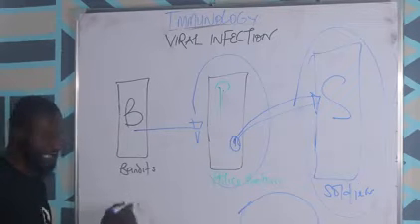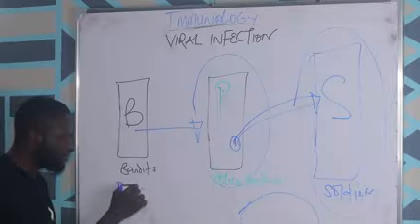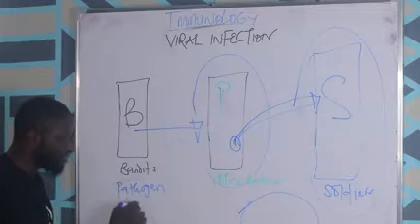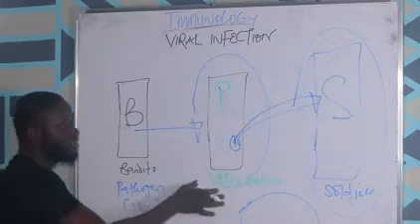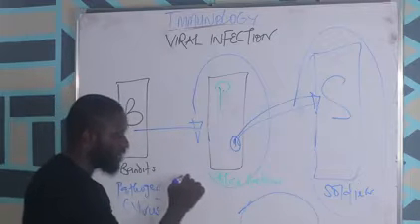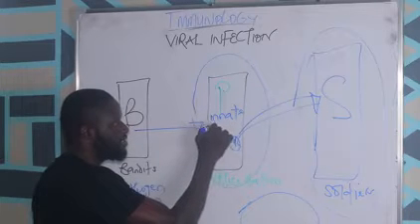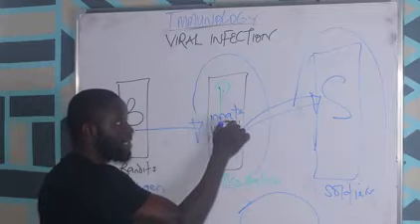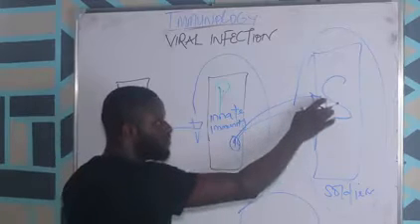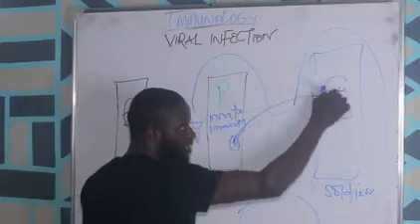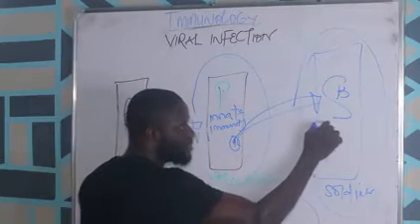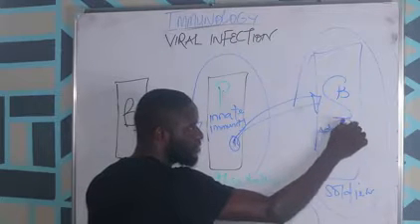Now the bandits will be our pathogen, in this case, which is our virus. The police station will be our innate immune response, our innate immunity, while the barrack where the soldiers are situated will be termed adaptive immunity.